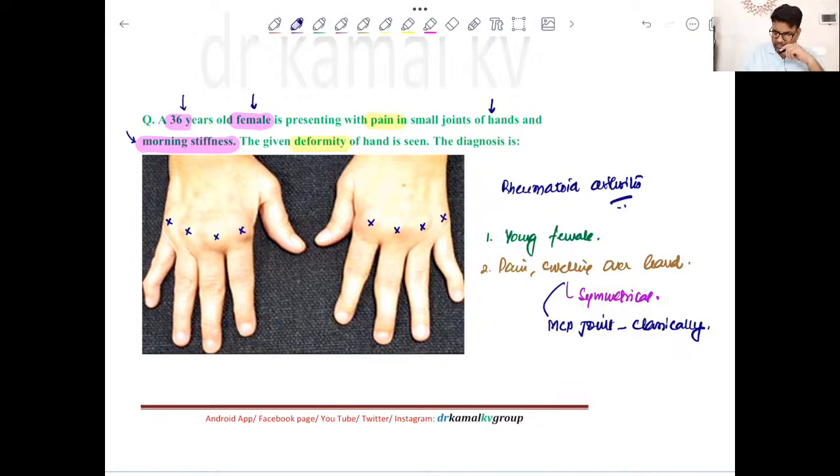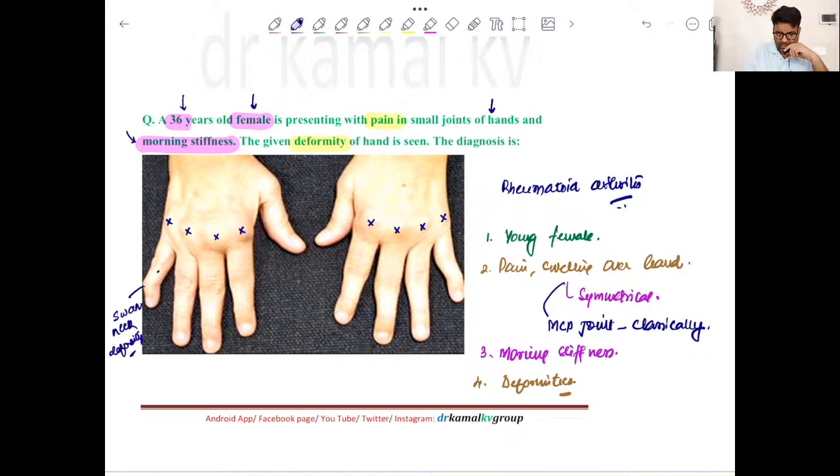Then morning stiffness. This is again very important. Morning stiffness, and if the disease has progressed too much, you might find deformities. It can be ulnar deviation, right? And it can be swan neck. Like if you see here, you can see the swan neck deformity.